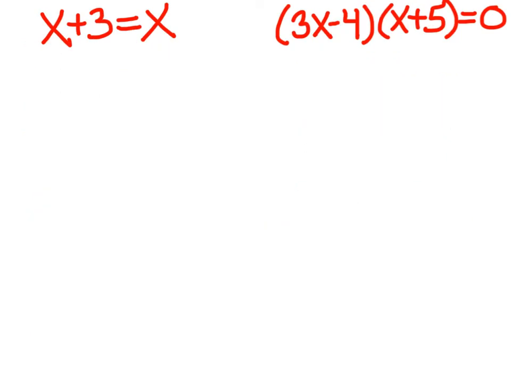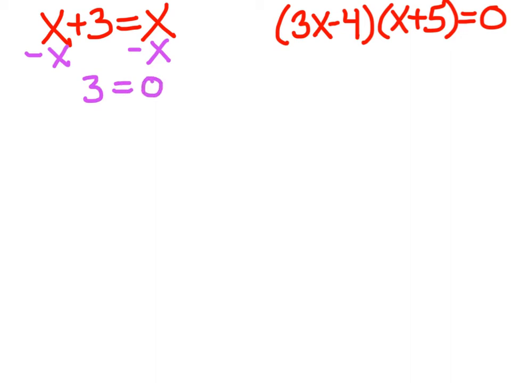Okay, we've got x plus 3 equals x. So we need to solve for x. We need to combine like terms. That's another thing that you're going to do a lot in Algebra 2. You're going to combine like terms. So that means I'm going to take the x terms and put them together. So I'm going to take this away from both sides. And I've got 3 equals 0.